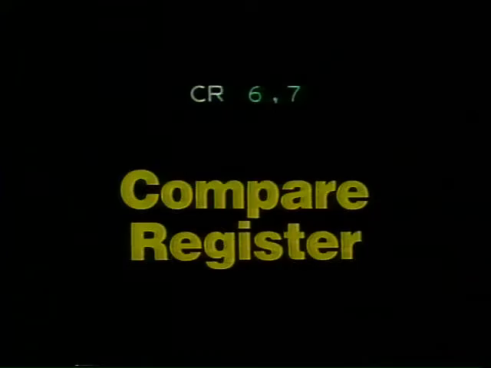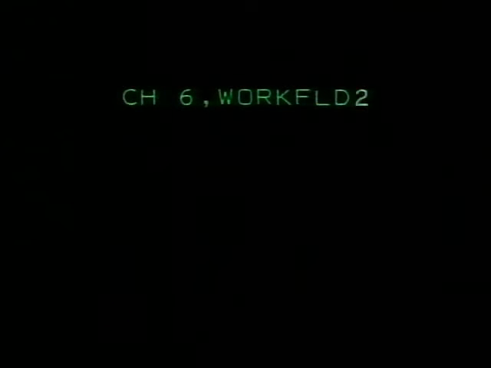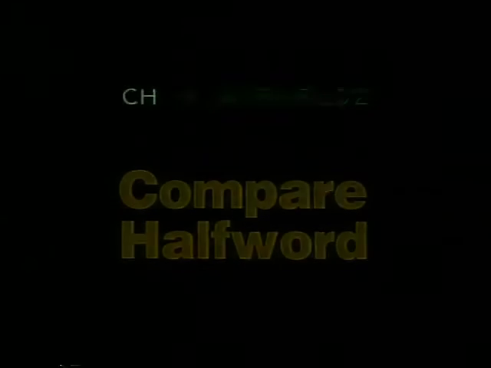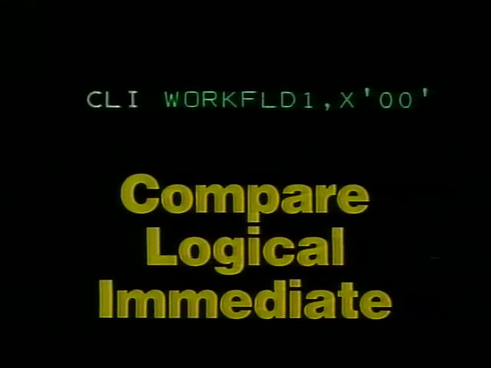This instruction compares register 6 to register 7 in a similar way. Register 6 has a higher value, so the condition code is 2. There are other compare instructions for other situations, such as compare, which compares a register to a full word of storage. Compare halfword, which compares a register to a halfword of storage. And compare logical immediate, which compares a single byte of storage to a byte within the instruction.